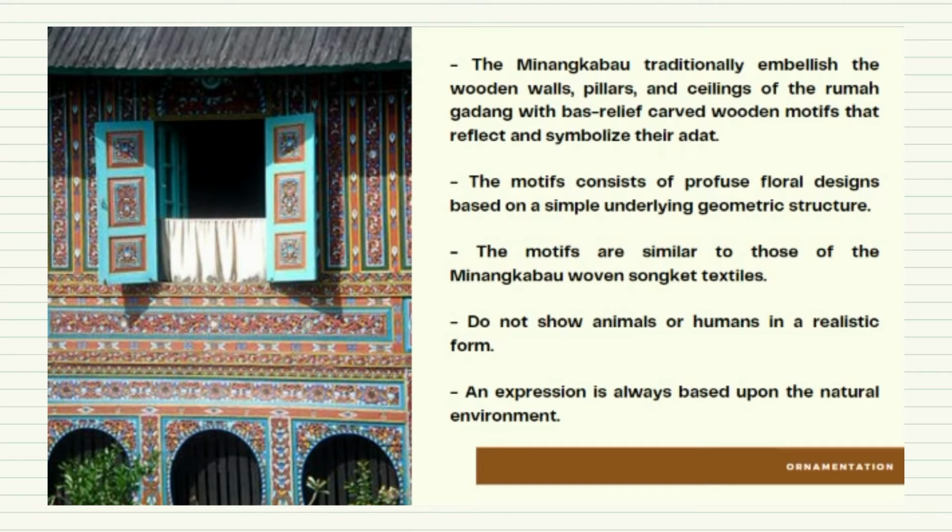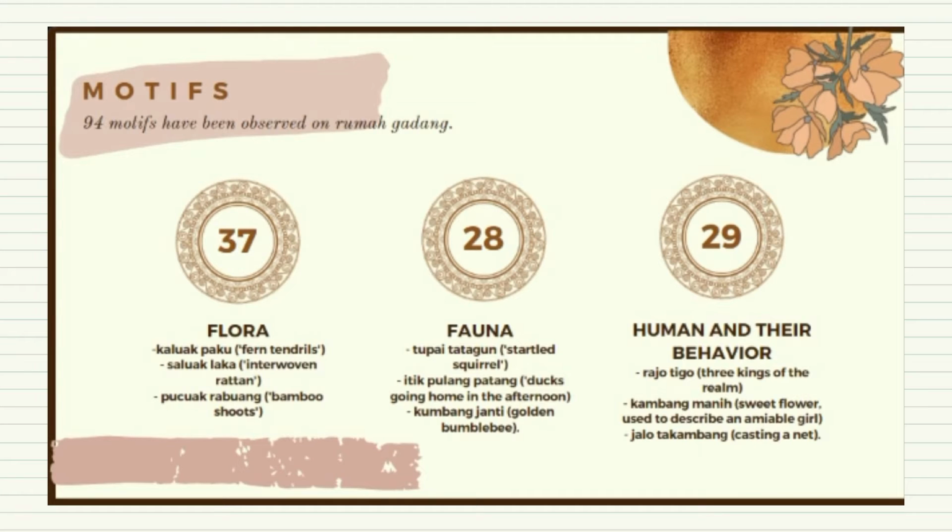It does not show animals or humans in a realistic form, as it is an expression that is always based upon the natural environment. So there are 94 motifs that have been observed on Rumah Gadang, which are categorized into 3. The first one is the flora, which consists of 37 types. The types are Kaluak Paku, Saluak Laka, and Pucuak Rabuang.